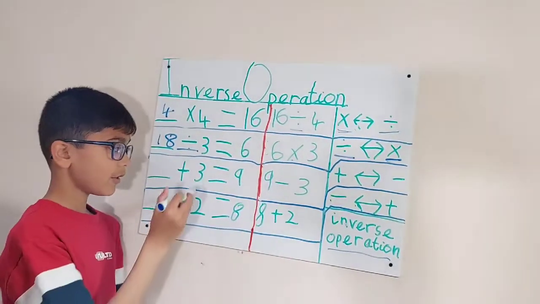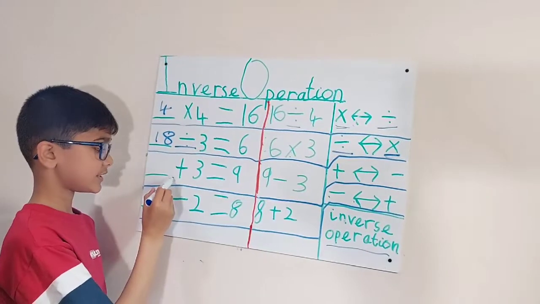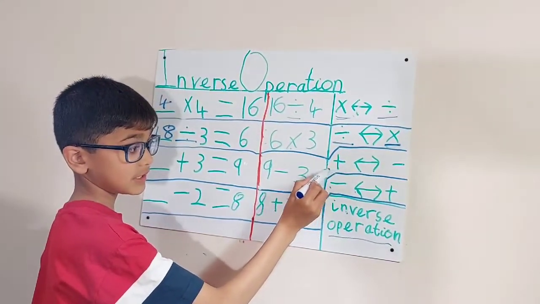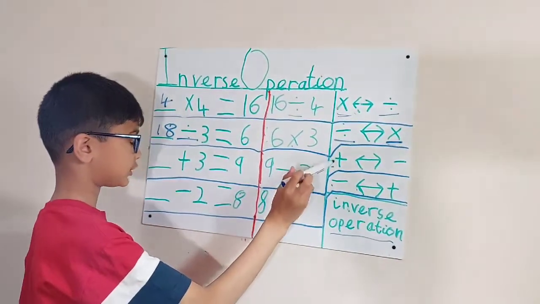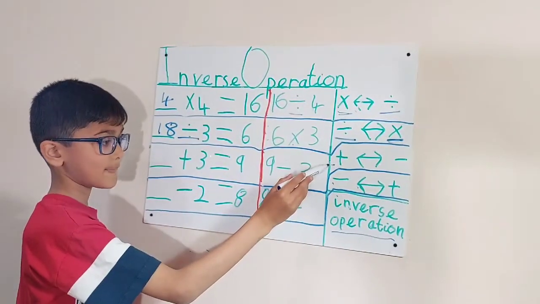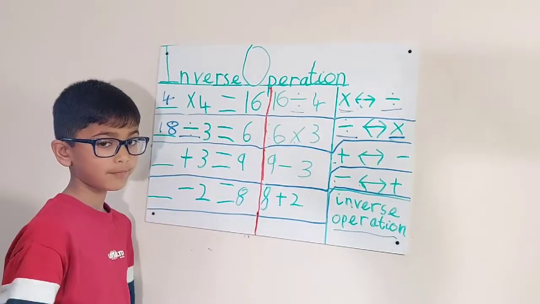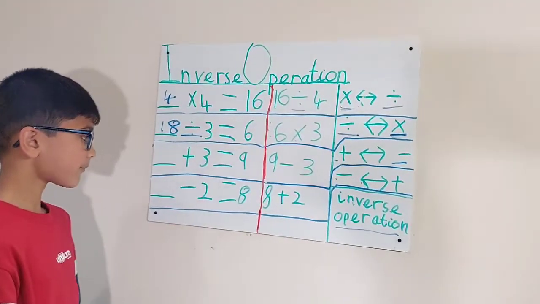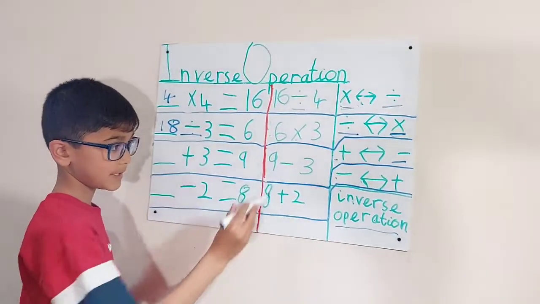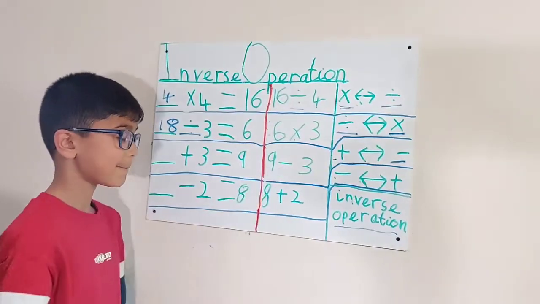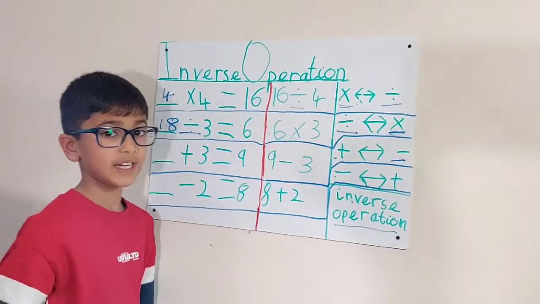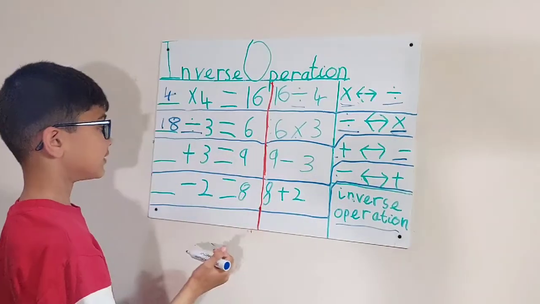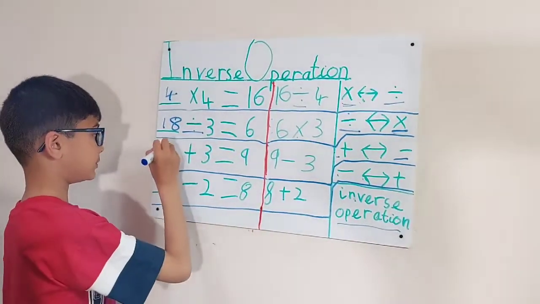Now 3, since there's a plus, can you find the inverse operation for a plus symbol? Yes, it's a minus. So we're going to be minusing. So here it is. 9 take away 3, 9, 8, 7, 6. So that equals 6.